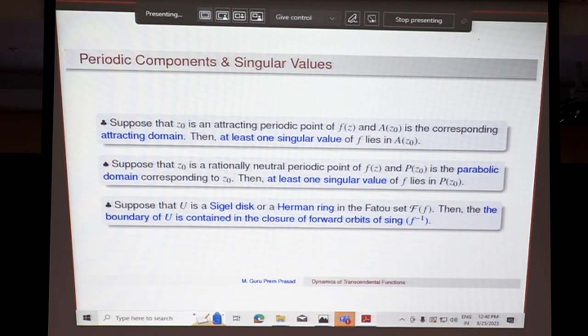So basically, to study the dynamics, first of all we try to locate the periodic points and the singular values, and then we decide what is happening to the forward orbits of the singular values. With this information you can infer that the Fatou set contains only this kind of component, or that this kind of component is not possible. We can arrive at such conclusions. That is the way these results are very useful for determining the nature of the Fatou components, or how many Fatou components there are.